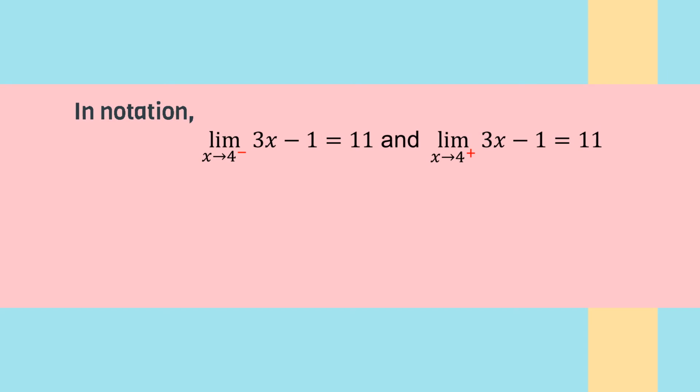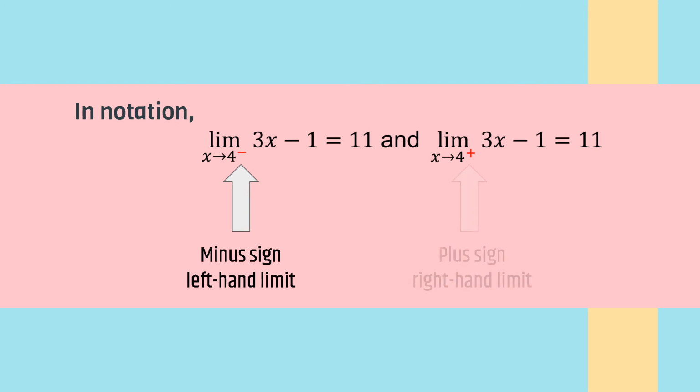In notation, the limit of 3x minus 1 as x approaches 4 from the left is equal to 11, and the limit of 3x minus 1 as x approaches 4 from the right is 11. See the extra plus and minus signs? The minus sign means that it's the left-hand limit, while the plus sign means that it's the right-hand limit.